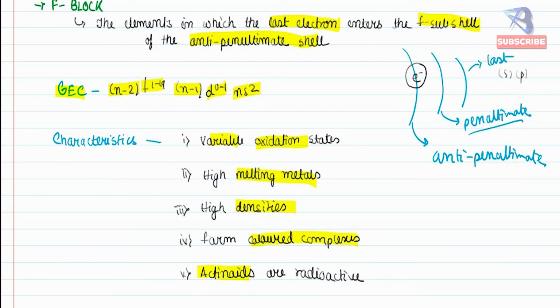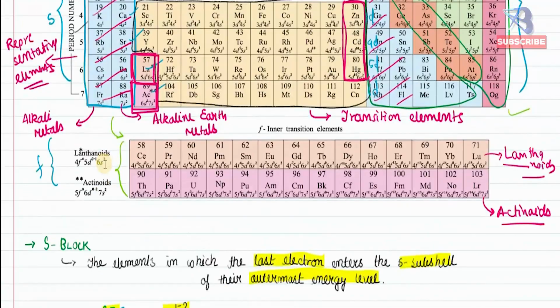The actinoids here are actually radioactive. Because of their radioactivity, very little is known about them, so we don't know the chemistry of these actinoids in much detail. That's why we don't have to study them in detail either. These F blocks are also known as inner transition elements because they lie between the S block and D block elements.